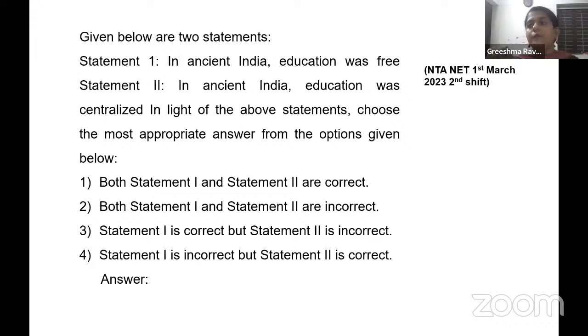During the later Vedic period, we know that the Guru Dakshina system came into being, but that doesn't mean that it was like the fee system that we are having now. So normally education was free during that time. And so the first statement is correct.